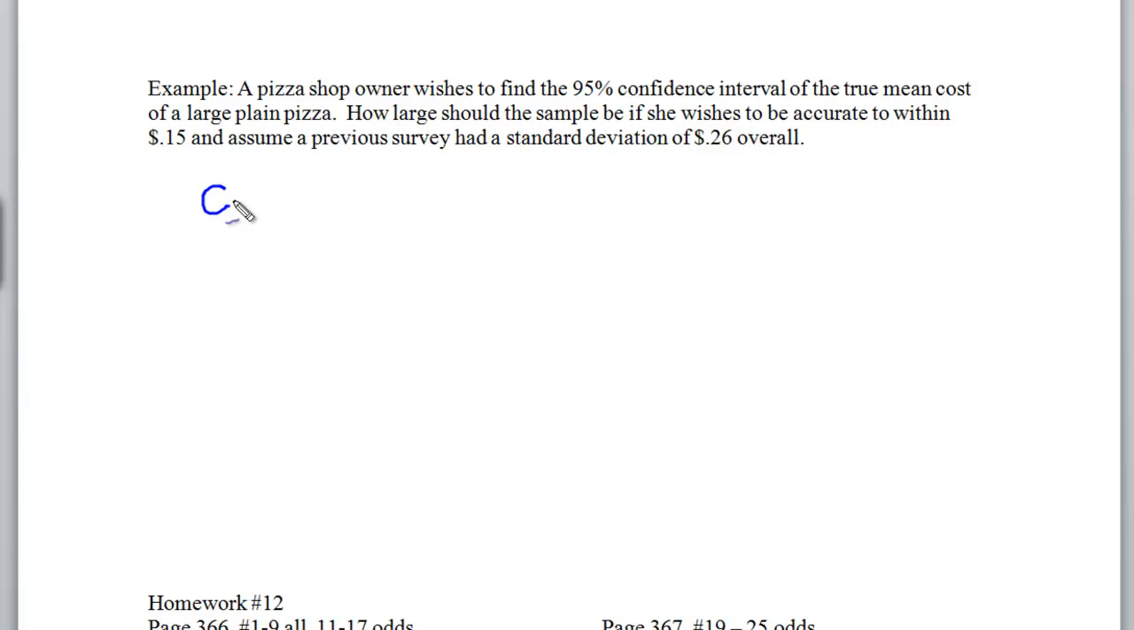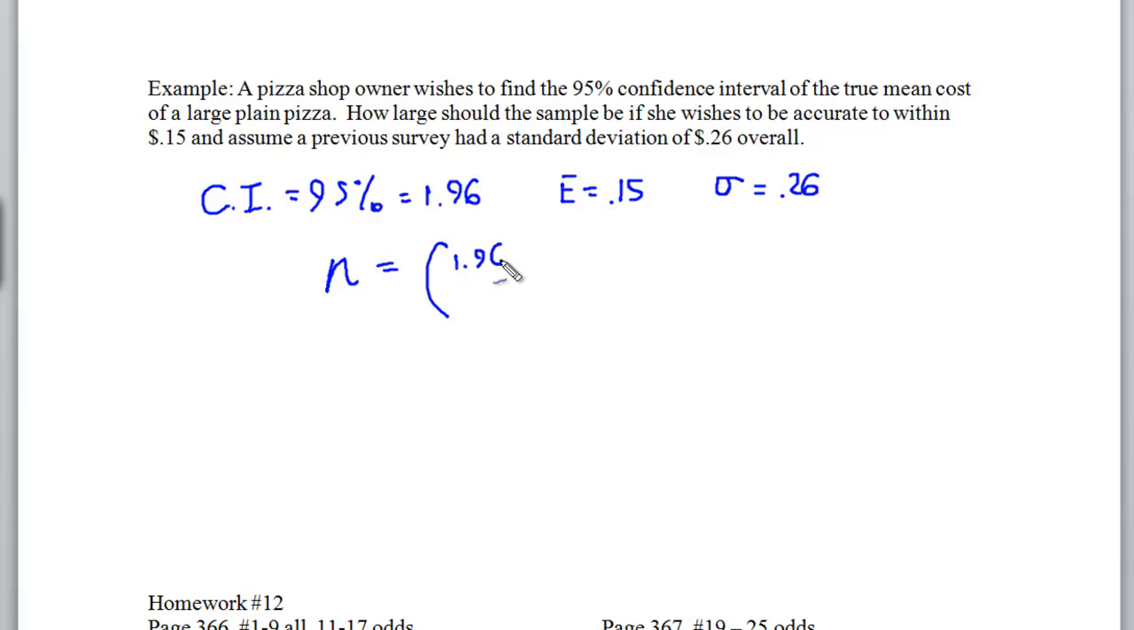Okay, from the start of the problem, our confidence interval was 95%. So if I look at my z-table at 0.975, that gives me 1.96. And our error, we want to be within 15 cents of the price, and our standard deviation is going to be 26 cents. So our N is going to be 1.96 times 0.26 divided by 15 cents. That's our margin of error we want, quantity squared.